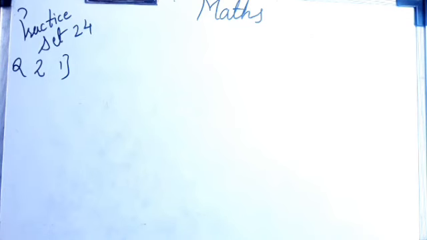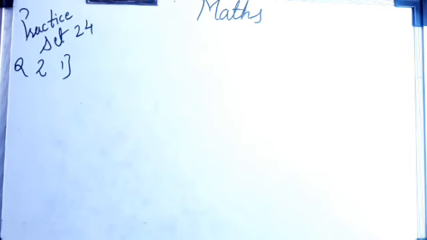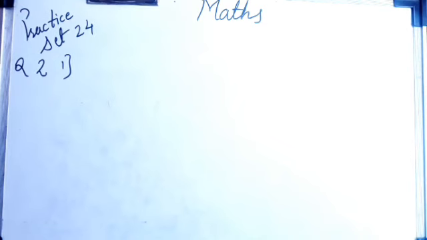On HCF and LCM there are word problems. So now question number 2 I will read. If large square beds of equal size are to be made for planting vegetables on a plot of land 18 meters long and 15 meters wide, what is the maximum possible length of each bed?